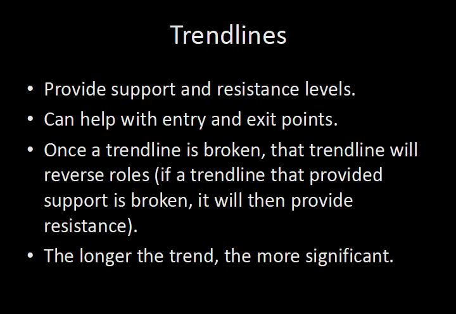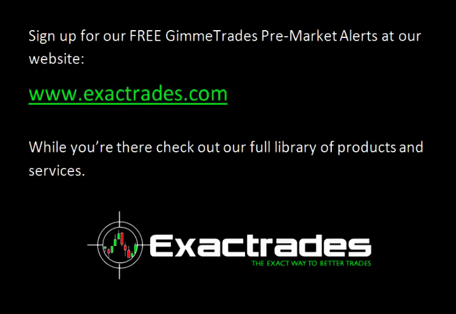Once a trend line is broken, it reverses roles. So if a trend line that provided support is broken, it will then provide resistance. And the longer the trend is, the more significant that support or resistance area is.